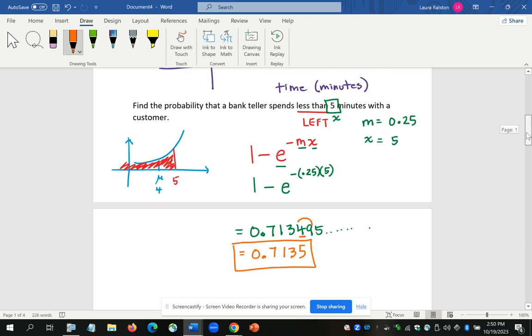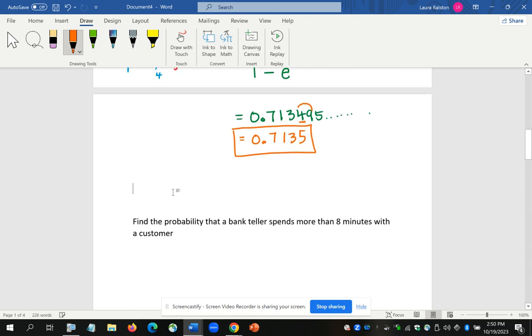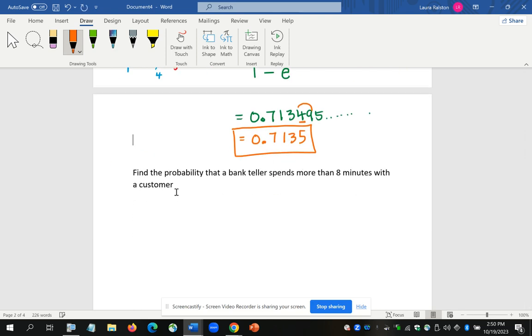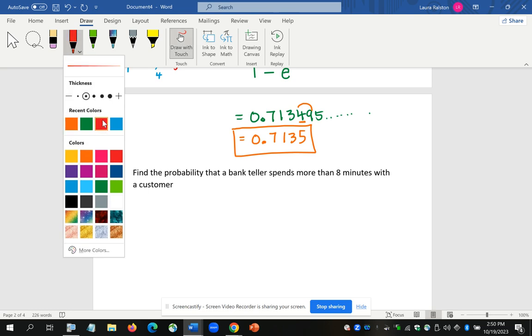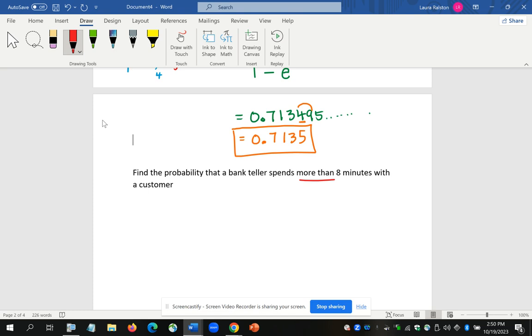Let's look at another one. Same scenario. We've got the bank teller, average of 4 minutes. We want to know the probability that we spend more than 8 minutes. Okay, again, you got to pay attention to the words, guys. This one says more than 8 minutes. So more than implies we're going to be to the right.